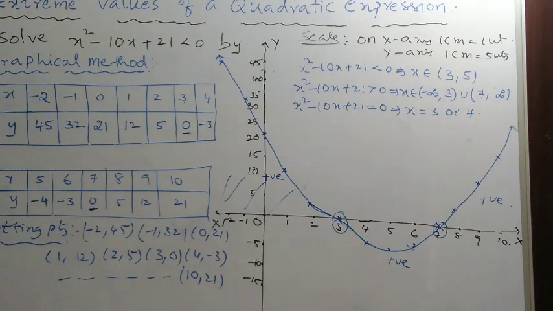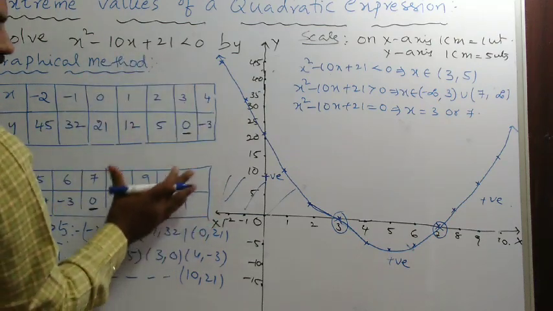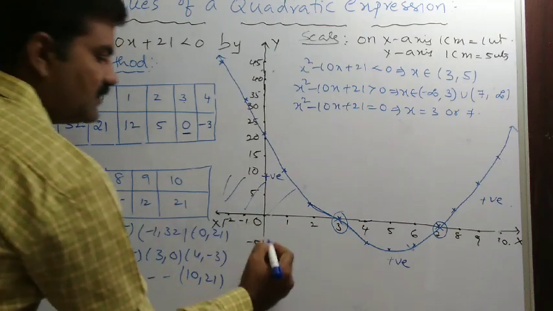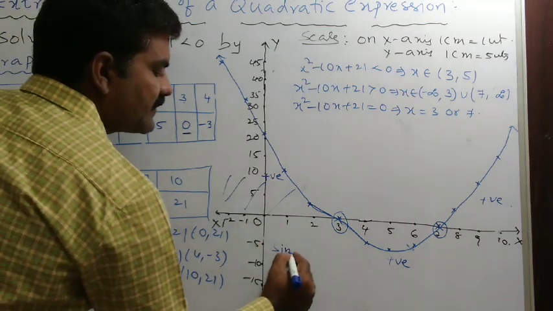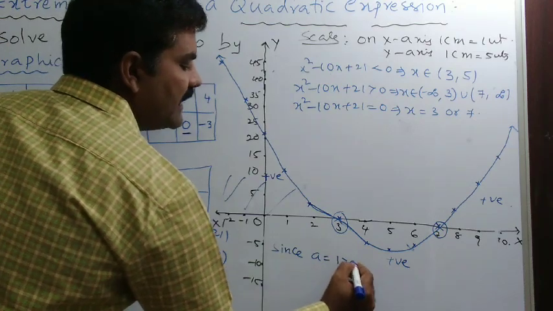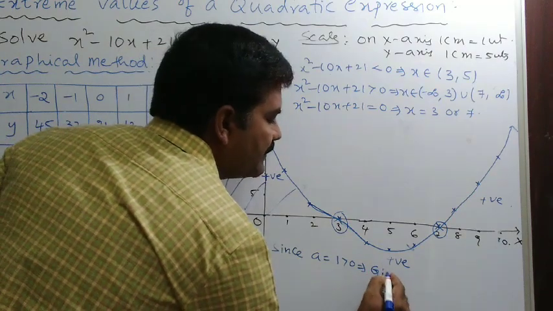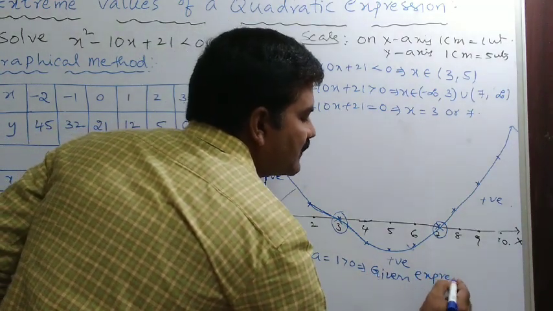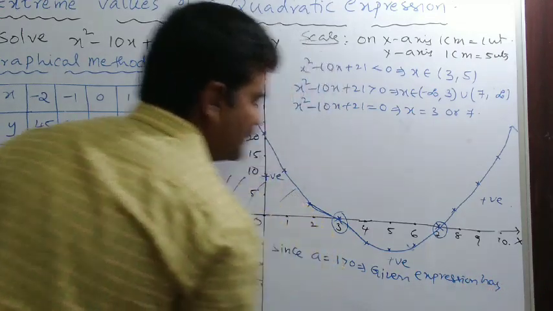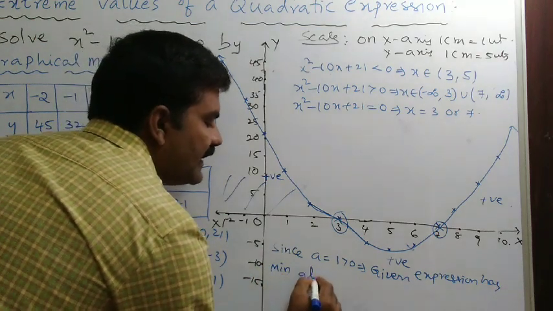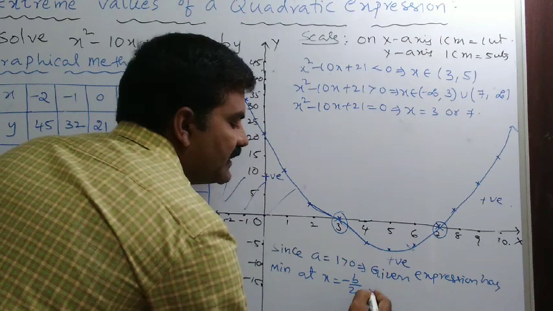And moreover we can also discuss its maximum and minimum values. Let us look at it from the table. Clearly we can say, what about its minimum value? First find out, since a is greater than 0. Here you can see, since small a, which is equal to 1, is greater than 0, hence the given expression has a minimum at x is equal to minus b by 2a, isn't it?